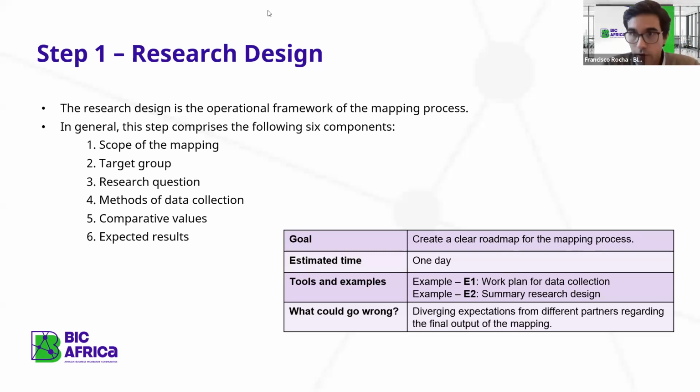So the first step of the mapping process is step one, as you see there in the slide, research design. It aims to elaborate and agree on the exercise of designing the research and defining all the steps that will need to be taken during the mapping process. So basically, we want to set up at this stage the operational framework that we will then use during the whole mapping process.